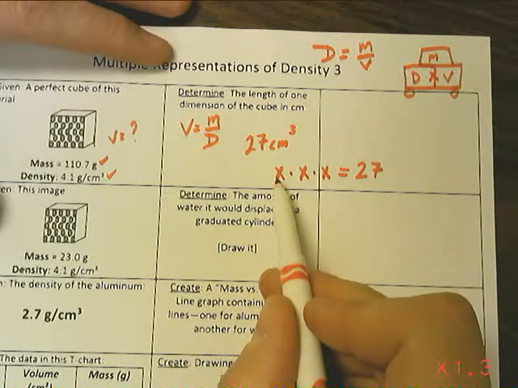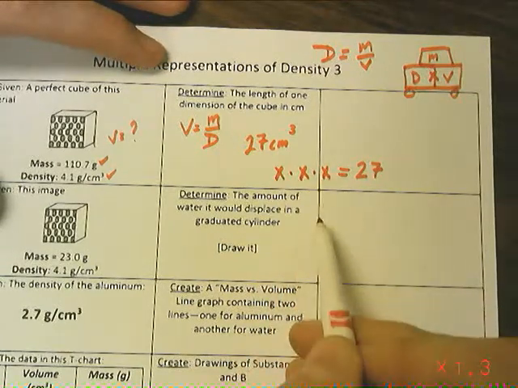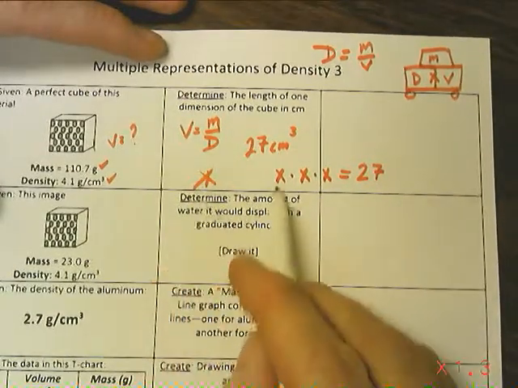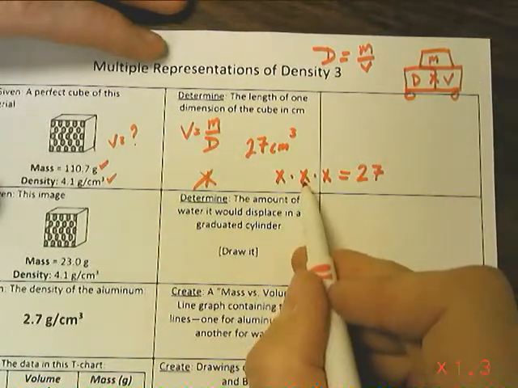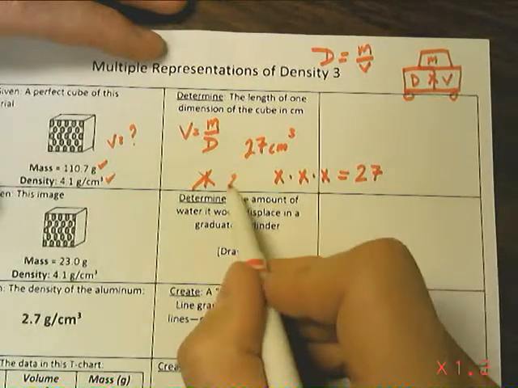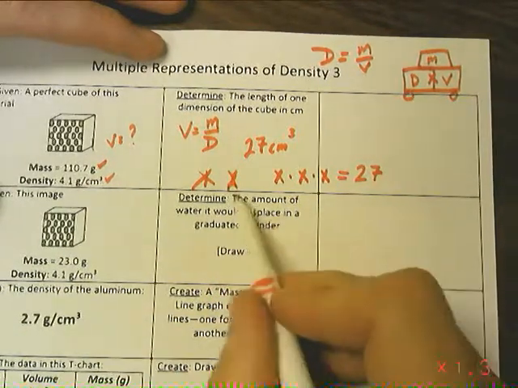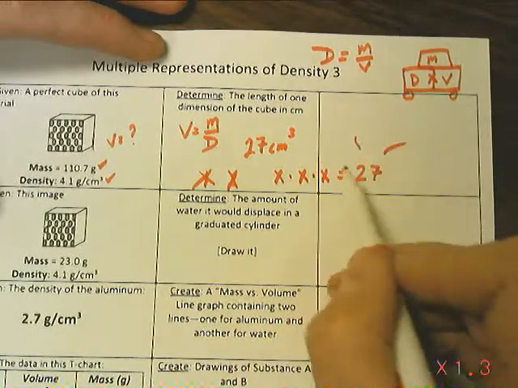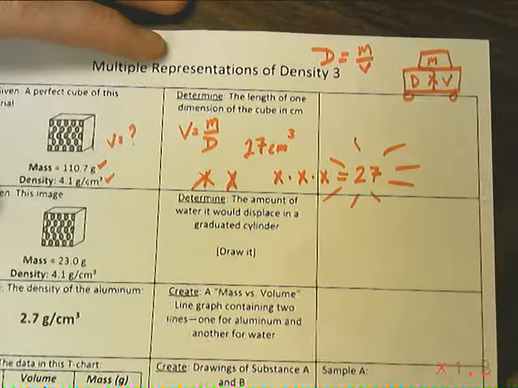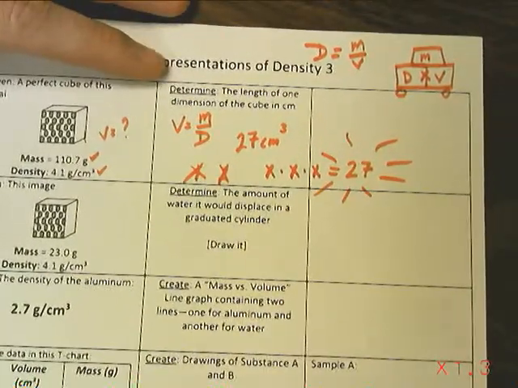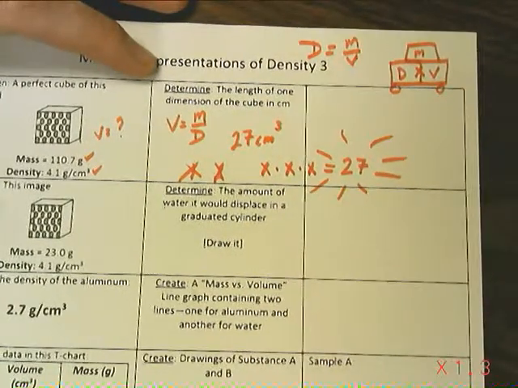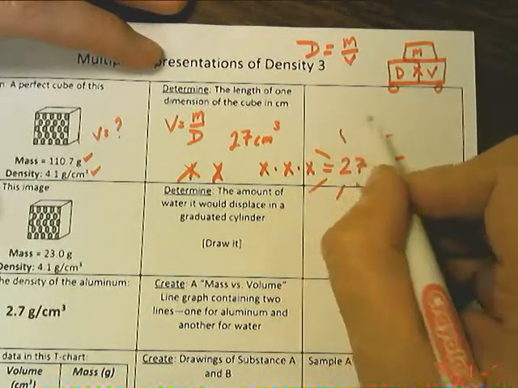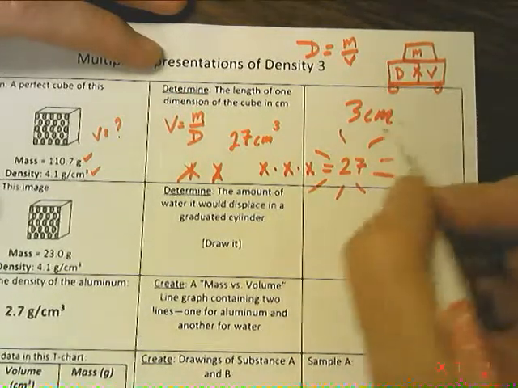If we substitute a 1 in for x, 1 times 1 times 1 equals 1, so 1 is not the answer. If you substitute in a 2, 2 times 2 is 4, 4 times 2 is 8, 8 is not the answer. Plug in a 3, 3 times 3 is 9, 9 times 3 is 27. Or you could get all calculatory and spiffy, and you could plug 27 into your super calculator, and you could figure out its cube root, and you would find out that the length of a side is equal to 3 centimeters. There's your answer.